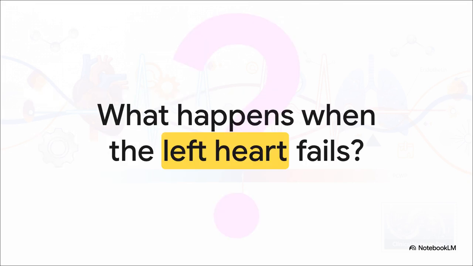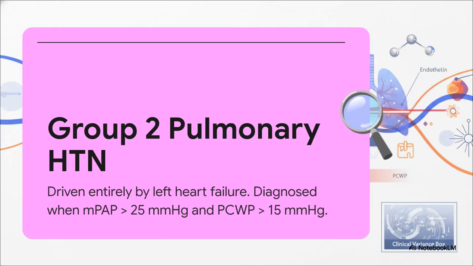Moving to our next distinct hemodynamic category, we really have to ask ourselves, what happens when the left heart fails? How does a failing left ventricle or a rigid left atrium shift the entire pressure dynamic backward? Well, if the left side of the heart can't pump efficiently, that pressure has to go somewhere, right? It inevitably backs up, first into the pulmonary veins and then subsequently right into the pulmonary arteries. And this exact mechanism defines Group 2, which is actually the most common cause of pulmonary hypertension overall. It is driven entirely by left heart failure.